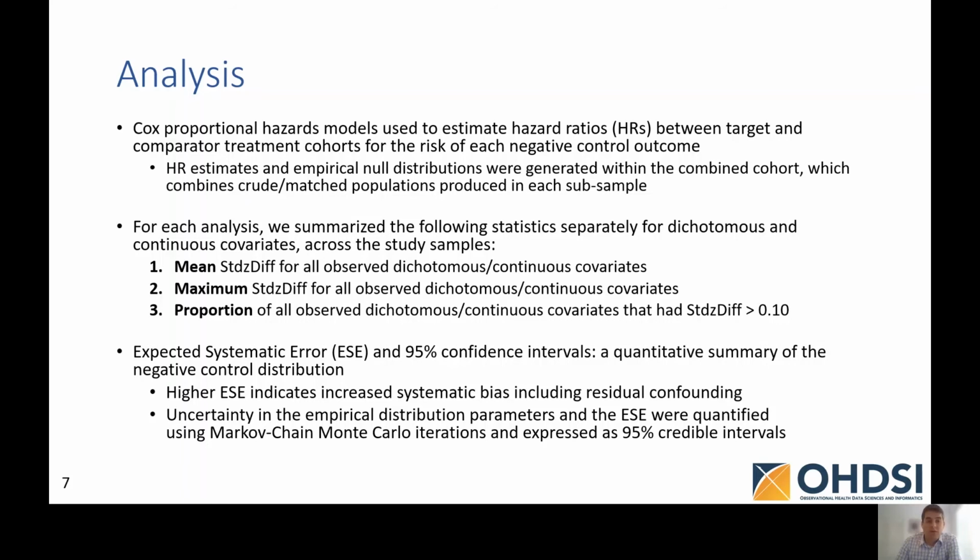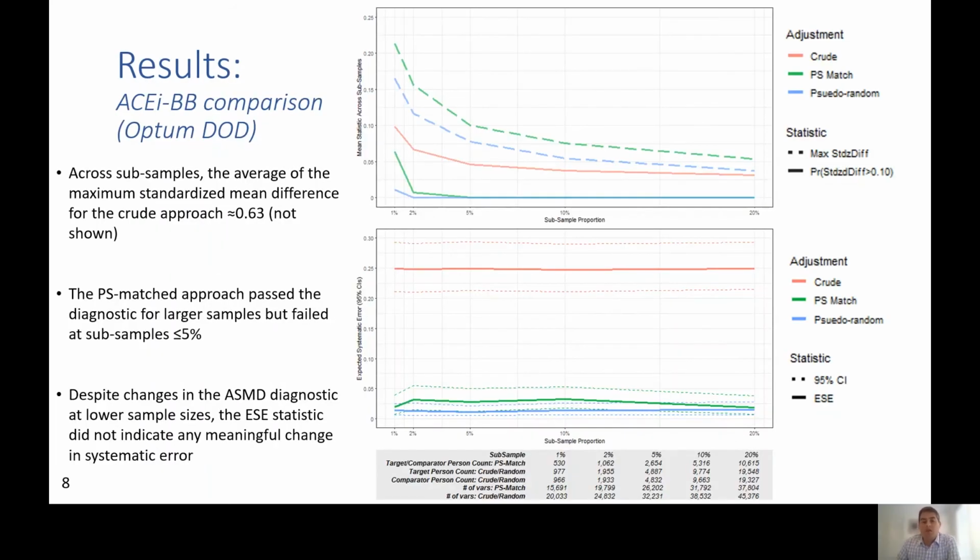95% credible intervals. Here we show the results of our analyses for the Optum-DoD claims database for the comparison of ACE inhibitors versus beta blockers. As you can see, we have a two-paneled graph. Along the x-axis of both graphs, we show the proportion of the source populations that were subsampled.